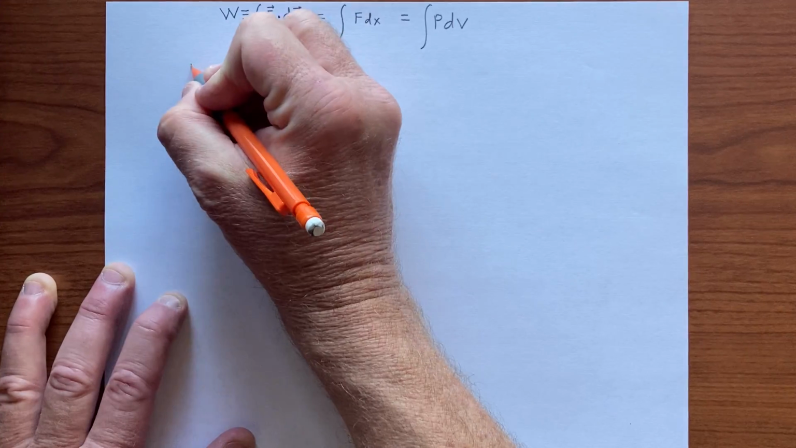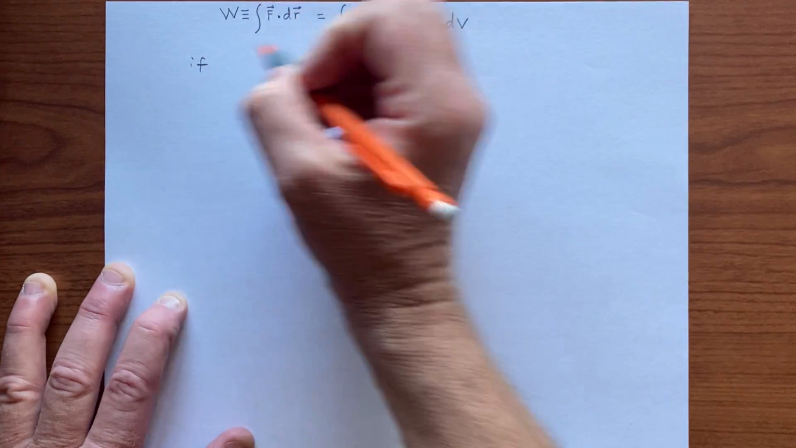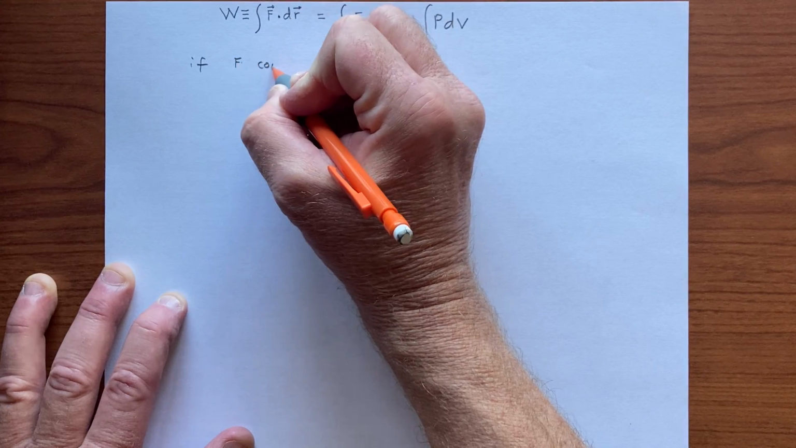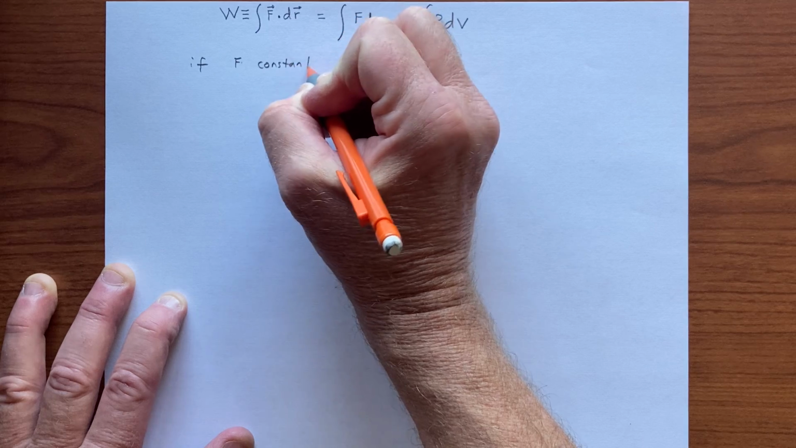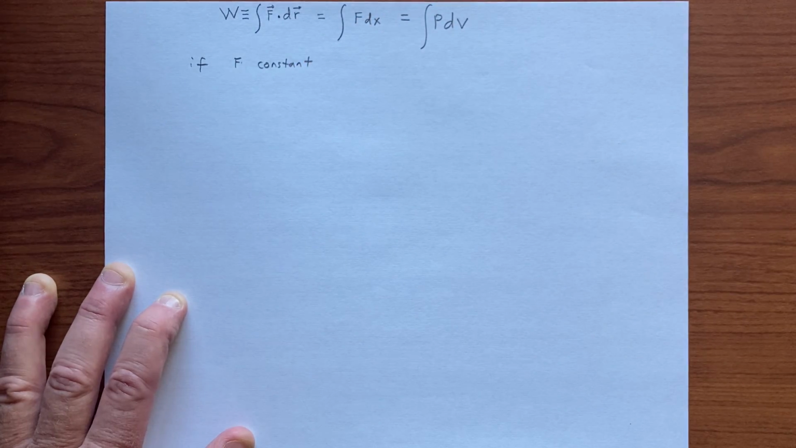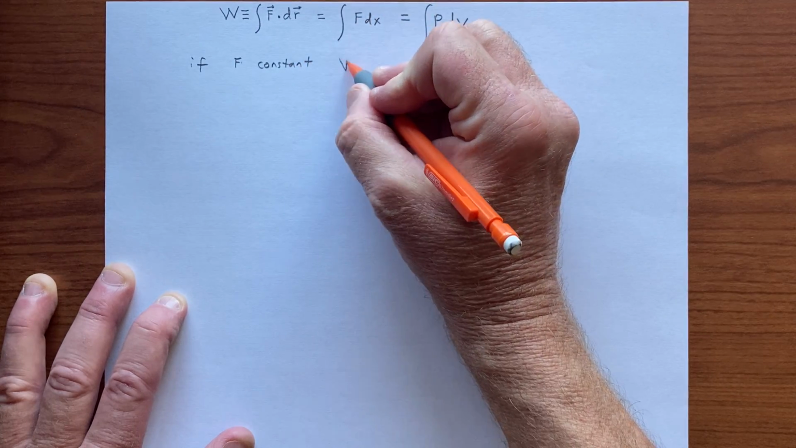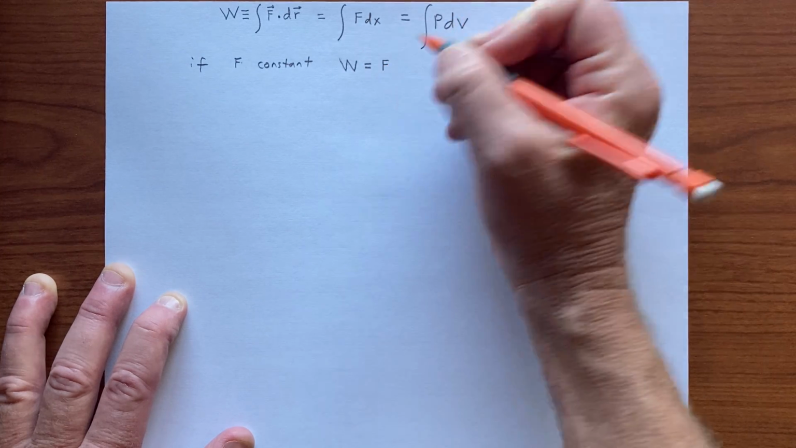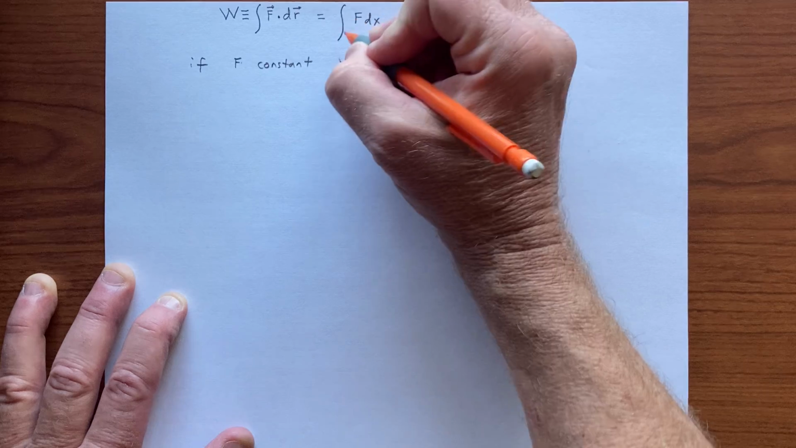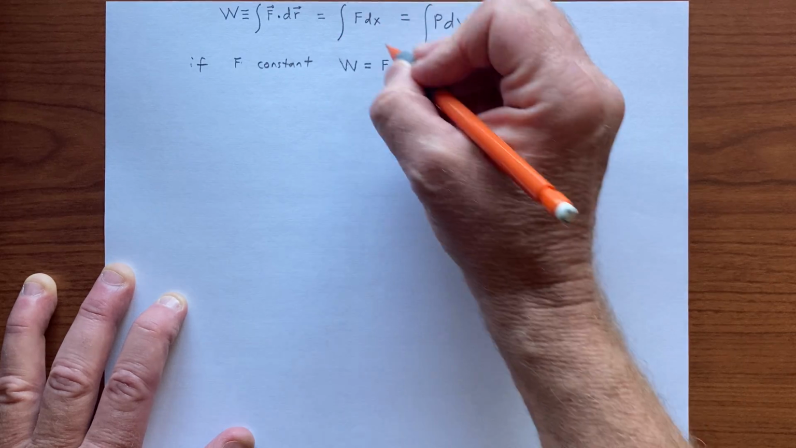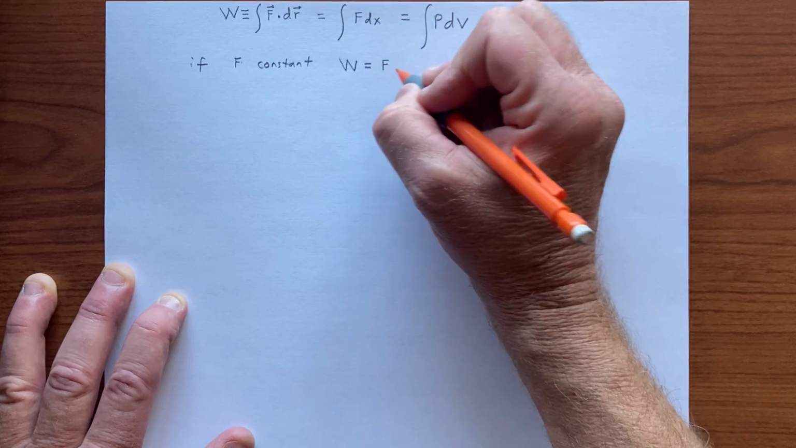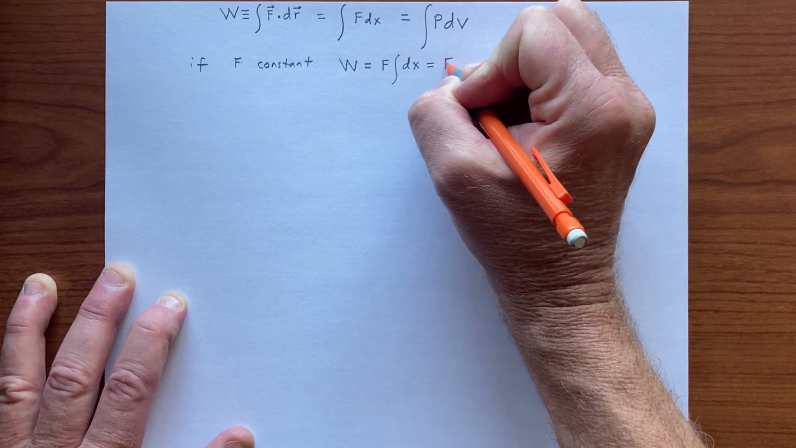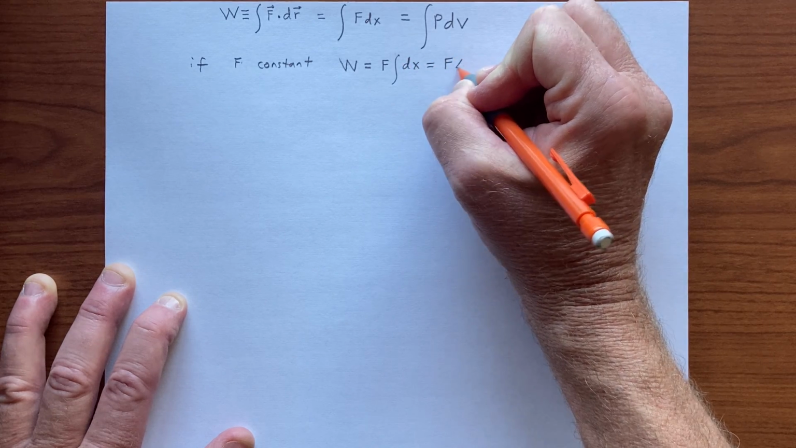So let's think of the concept of force. If the force is a constant, then we have that the work done with that constant force just becomes force times delta x, right? Because we're just integrating an x. So we have work equals the integral of F dx, and that just gives us F delta x.